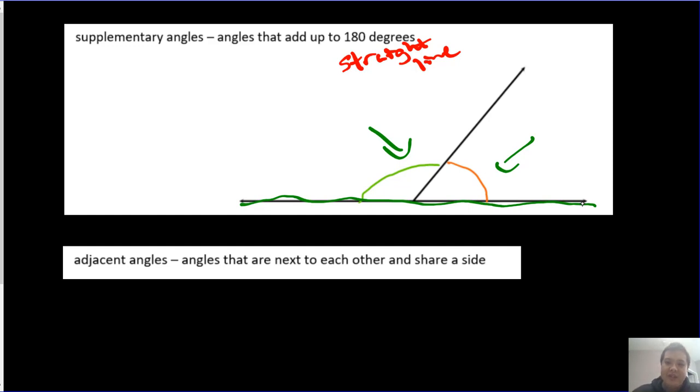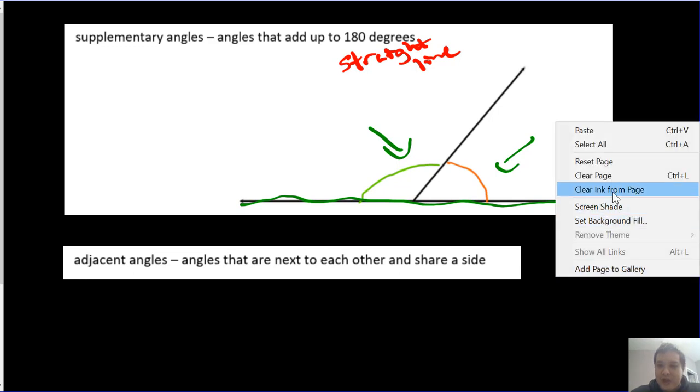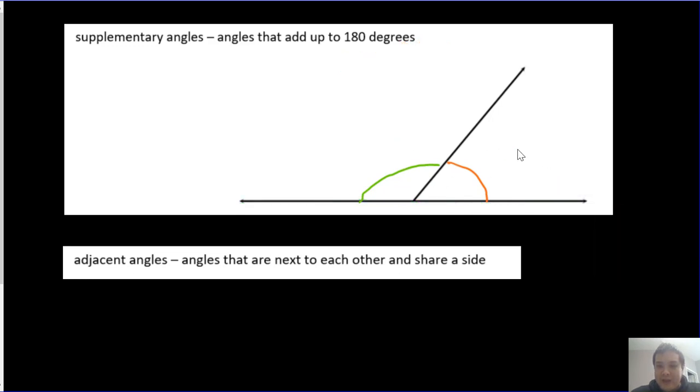Adjacent angles are angles that are next to each other. Again, these two angles are next to each other, and they have to share a side, and the side that they share is right here. This side is the side that they share.